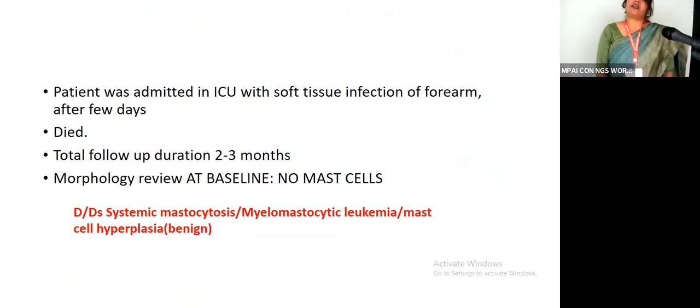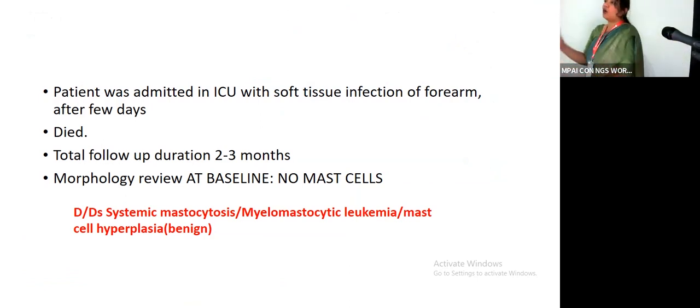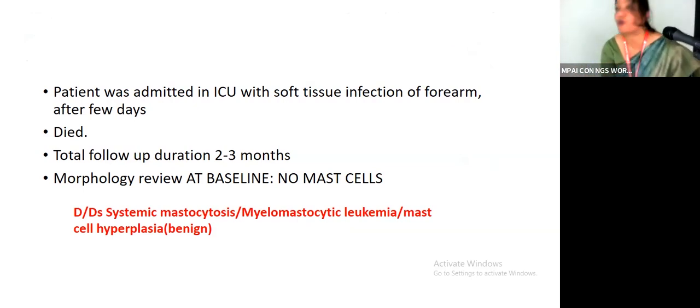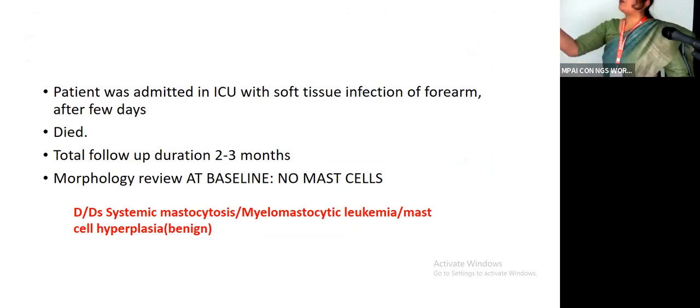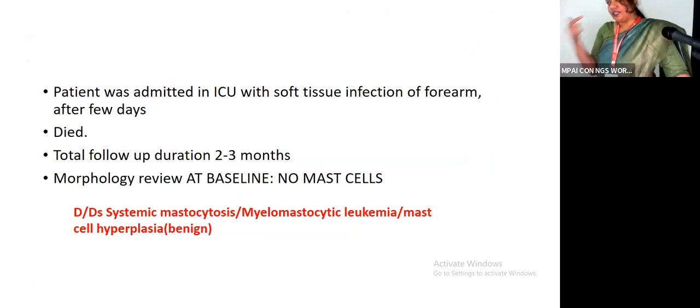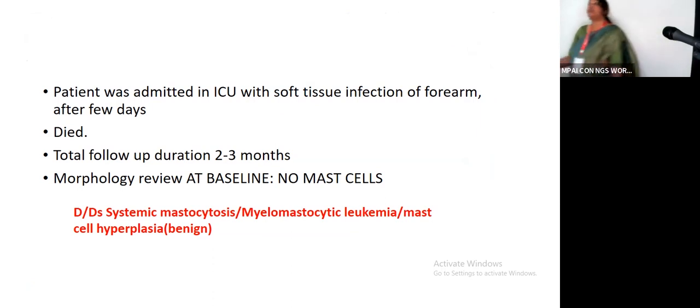The patient was admitted to the ICU. He was in remission with mast cell clusters, but after a few days he died due to complications of a soft tissue infection of the forearm. So what we derive is that probably there were some cutaneous lesions which were missed in the first place, got infected, and this aggressive pattern of disease also leads us to the conclusion that we were probably dealing with SM.